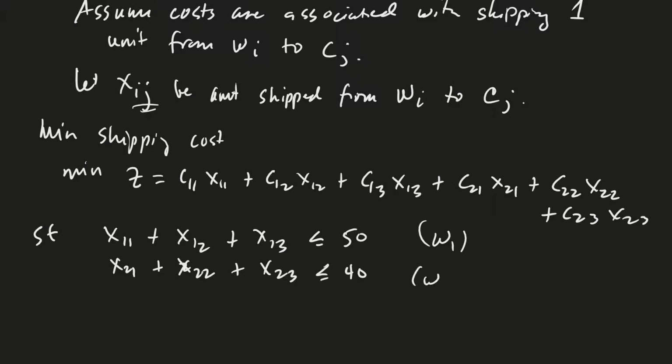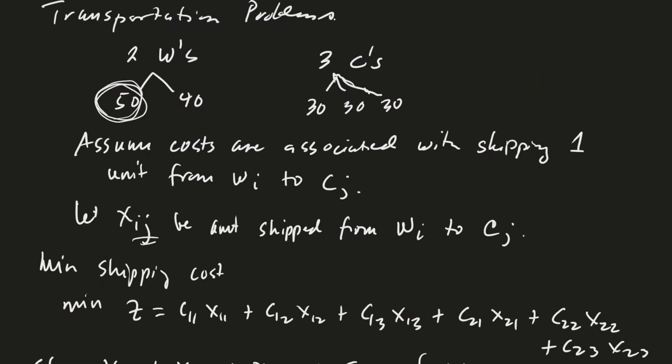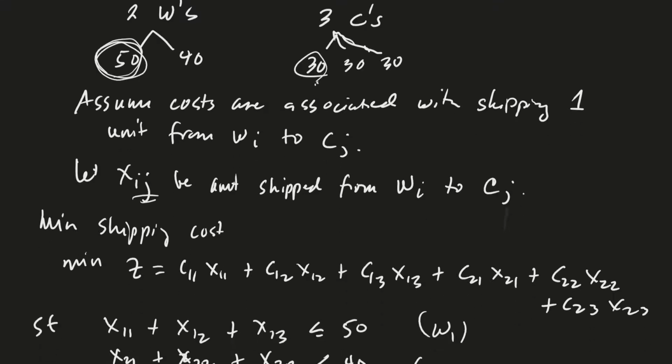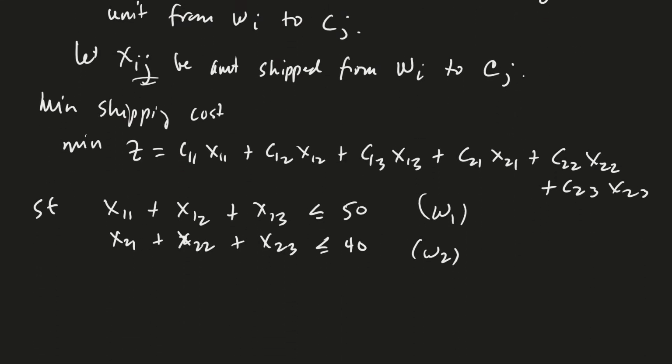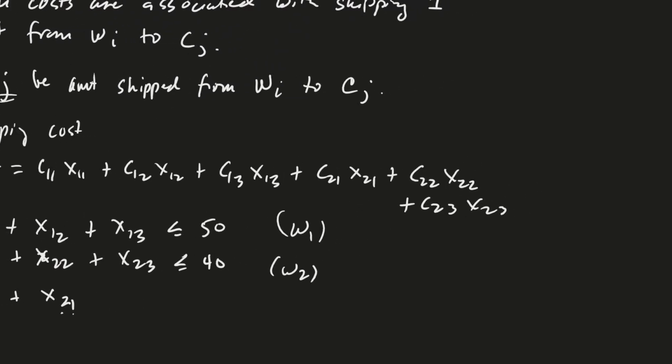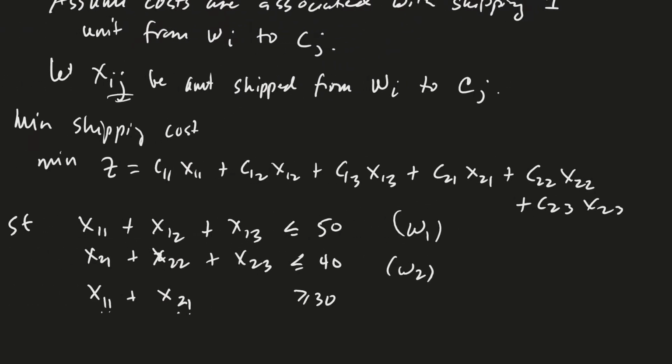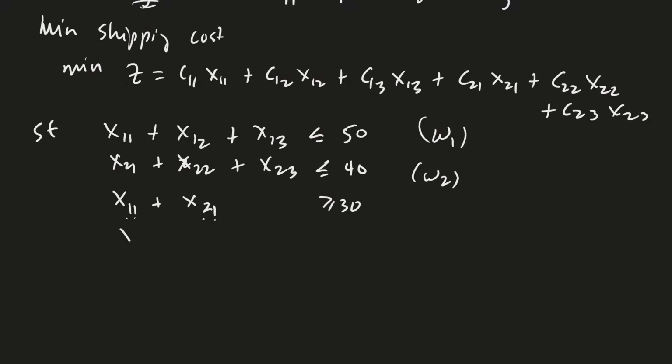Now customer 1 doesn't want any less than 30 units, if the demand is 30. So what gets shipped to customer 1 would be X11 plus X21. That's shipping from warehouse 1 to customer 1, and from warehouse 2 to customer 1. That should be greater than or equal to 30.